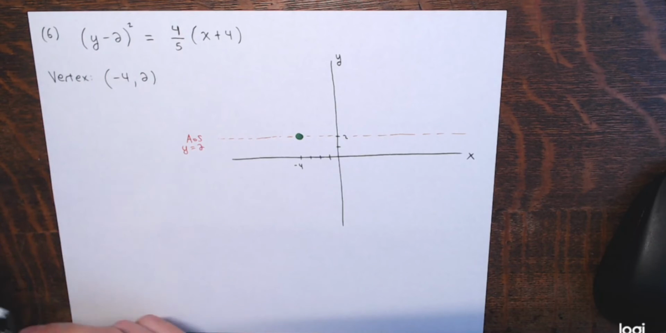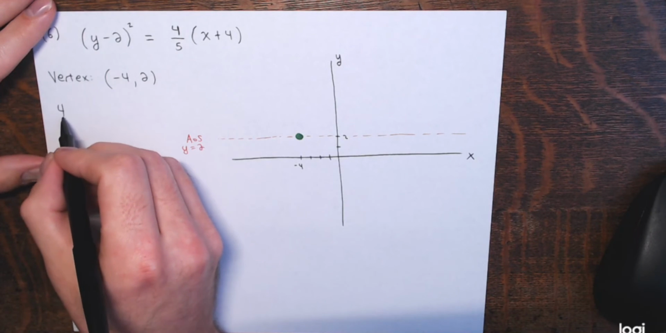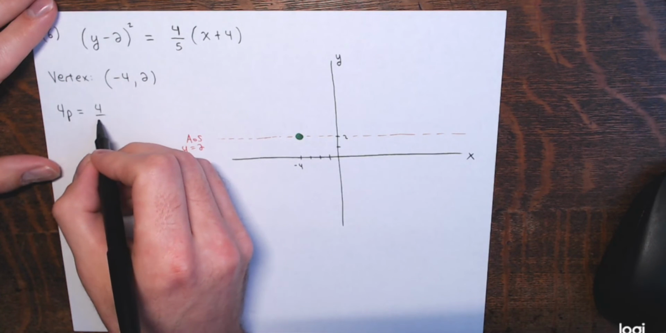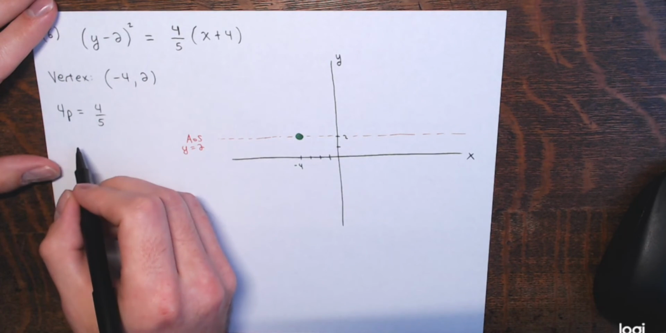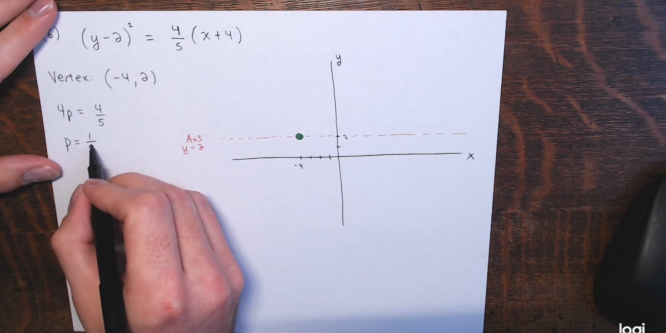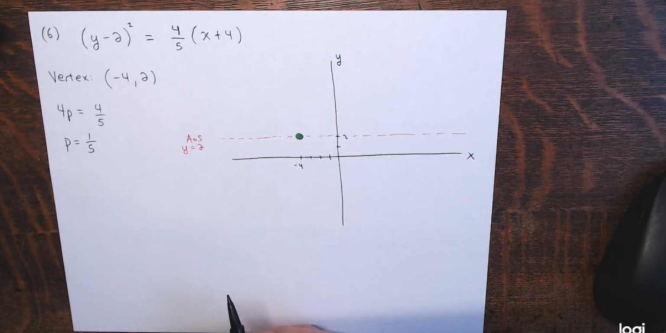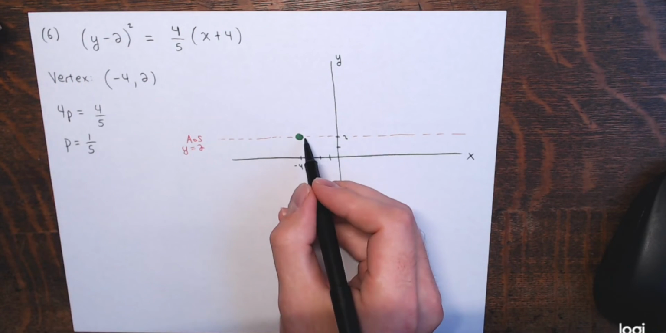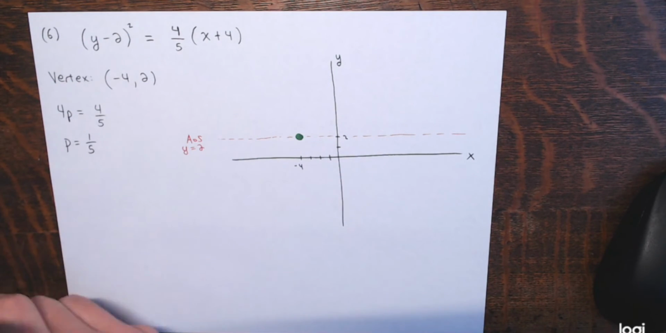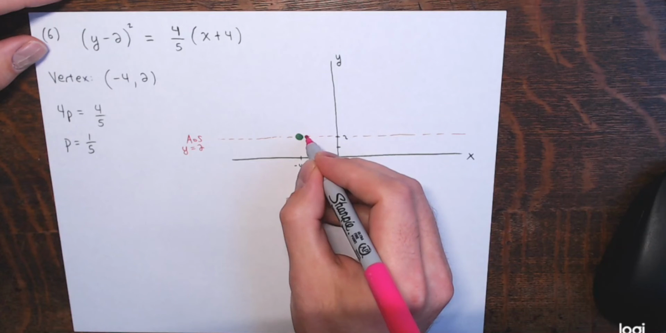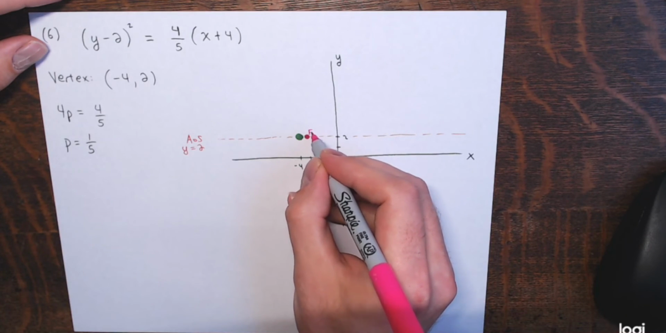Now the value of p: 4p is this coefficient over here, 4/5. And if I just divide both sides by 4, or multiply both sides by 1/4, you see that p is 1/5. P is a fraction this time, but it is positive. So that means, maybe I should have made these notches bigger, that the focus is 1/5 of a unit to the right of the vertex.